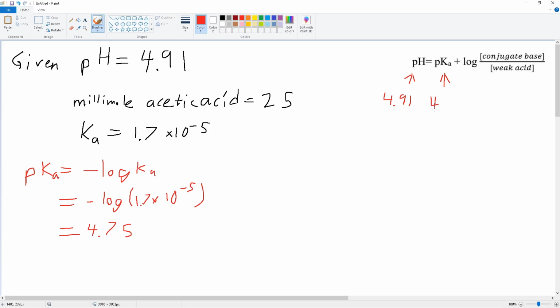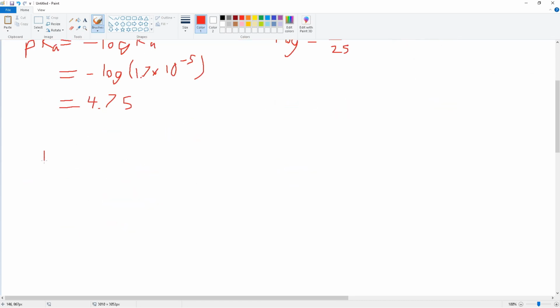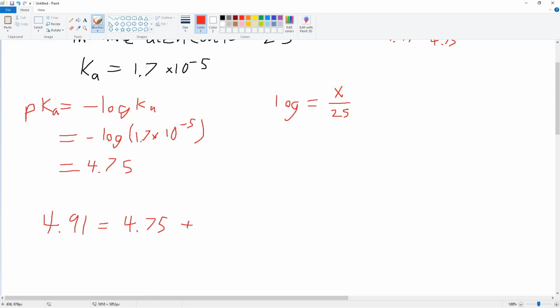And so we can sub that value into the Henderson-Hasselbalch equation. And then this last part is the log section. So we know that the millimoles of the weak acid is 25. It's given to us in the question. So we're going to replace it in the weak acid section, and then we're going to have X, which represents the millimoles of conjugate base. So if we were to put everything together, we have 4.91 for our pH, we have 4.75 for our pKa, and then we need to add the log term. So log X over 25.